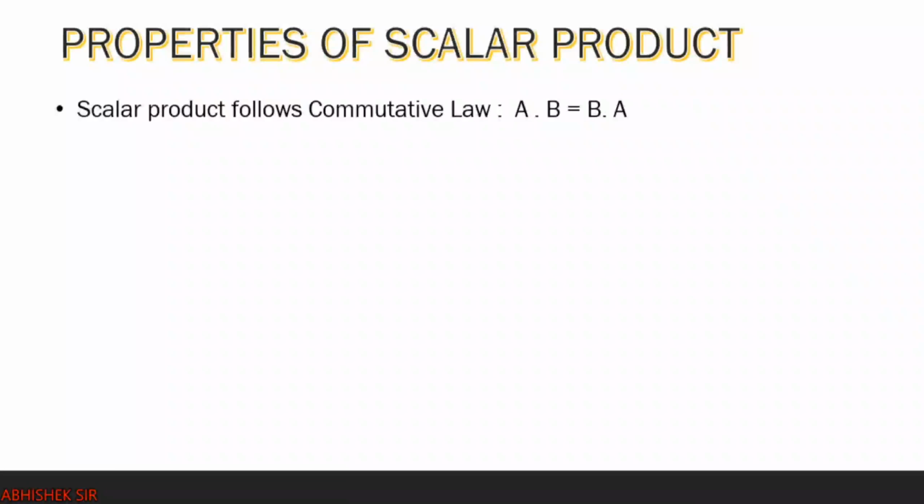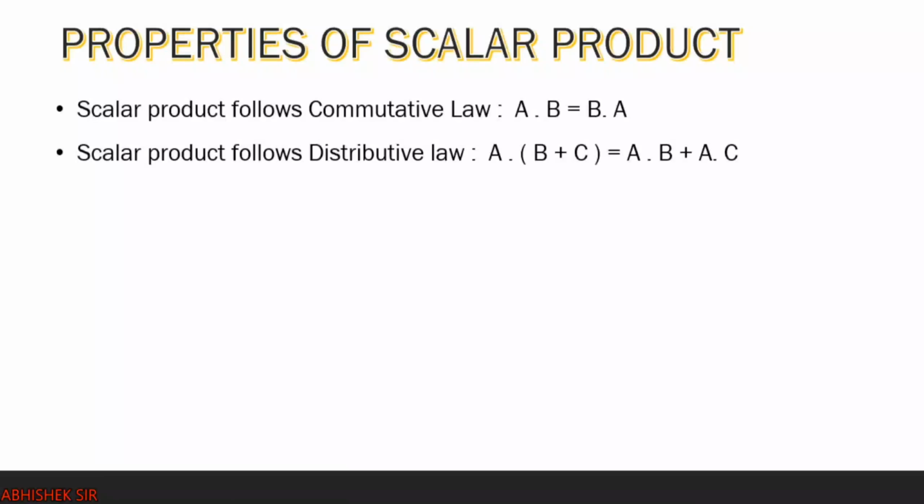Now let us see a few properties of scalar product. Scalar product follows the commutative law, that is A dot B equals B dot A. So if you do the scalar product keeping vector A first and then vector B, and also vector B first and then vector A, the product will be the same. Scalar product also follows the distributive law. If there are three vectors, you can always prove this formula: A dot (B plus C) is equal to A dot B plus A dot C. So distributive law is followed.